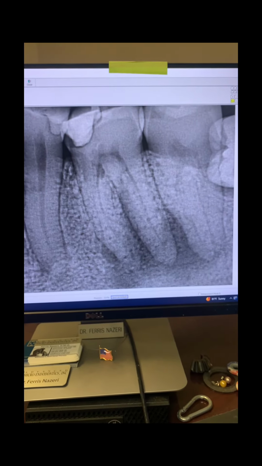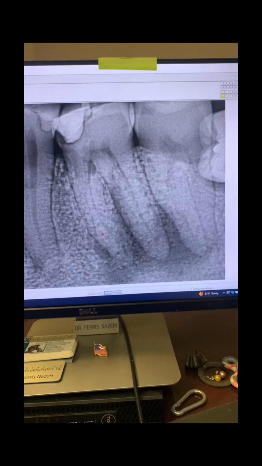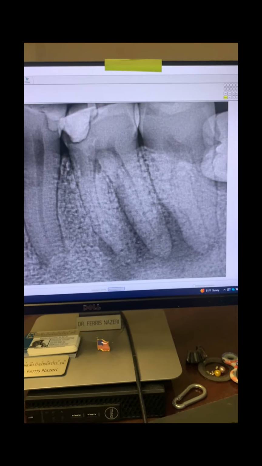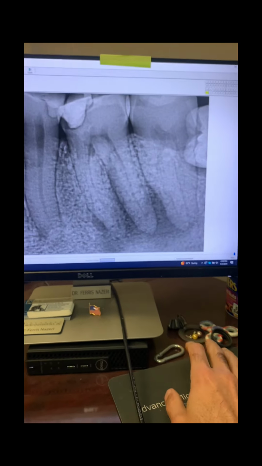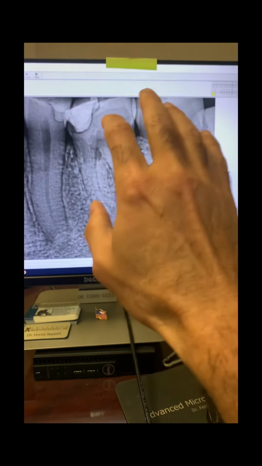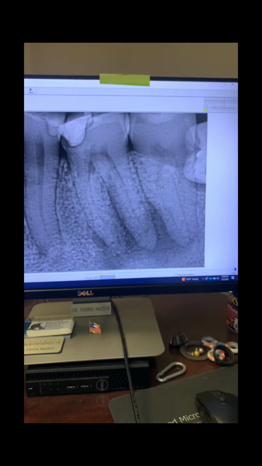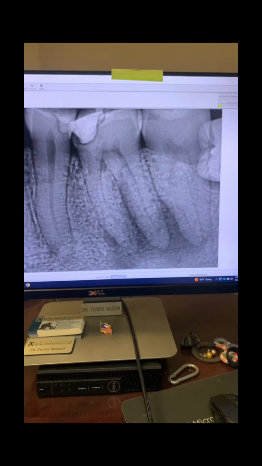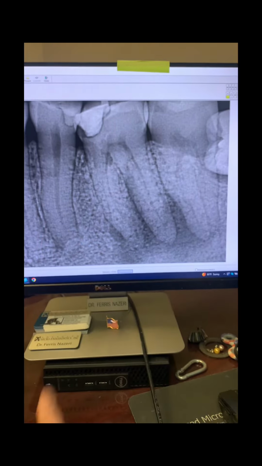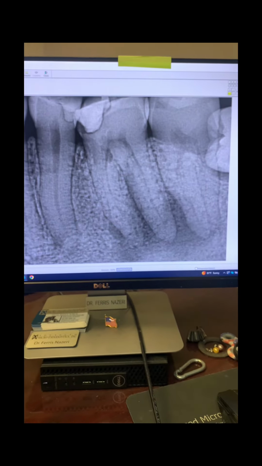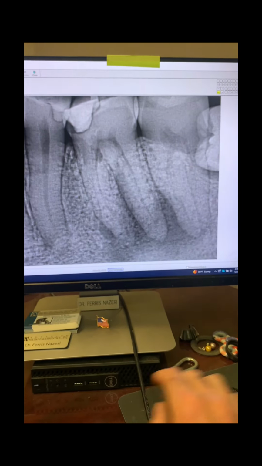So I discussed options with the patient. The patient, as I said, is 26 years old, very young, and wanted to try to save the tooth, and that's what we did today. Went ahead and did the root canal for him and repaired this inflammatory root resorption that had created a perforation to the mesial of the tooth with MTA.